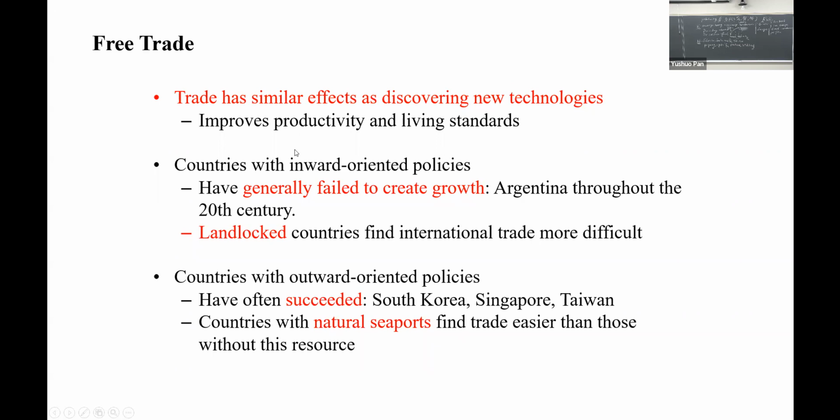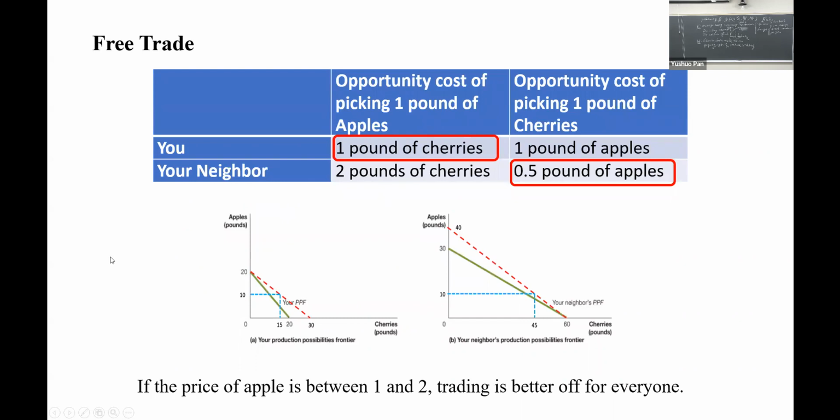Why does trade have a similar effect as discovering new technology? Remember, this is the example we have learned before, the question during the class. I asked you how to calculate the opportunity cost in this table, right? If you use all of your time to pick apples, you can pick 20 pounds of apples. If you use the same amount of time to pick cherries, then you can pick 20 pounds of cherries. And the same for your neighbor.